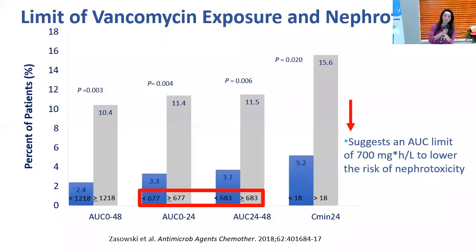This was one of the first studies, by Zasowski. I think this person's from Mike Rybak's lab. But essentially, we were able to show that the upper limit in adults was about 700 milligram-hours per liter. So if the therapeutic target is 400 to 600, you want to keep it around there, because above 700, you're going to see increased risks for nephrotoxicity.